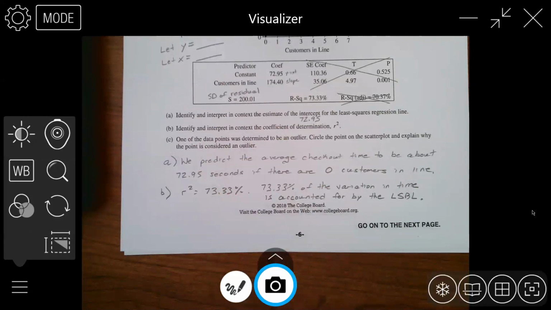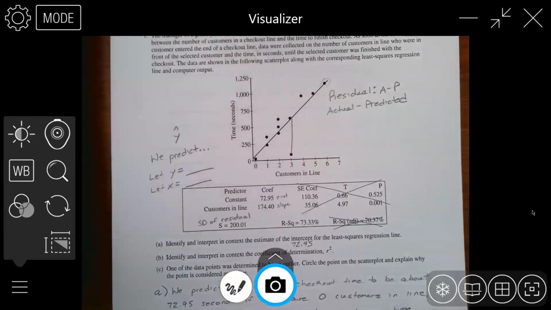All right, so the last part, C, one of the data points was determined to be an outlier. Circle the point and explain why it's an outlier, okay? So on this exam, I don't think they're going to have you circle, because remember, some people are just going to be typing this in on a phone. Not everybody's going to choose to do it on paper. So I think circling for this exam is out, okay? Now, explaining why is not out.